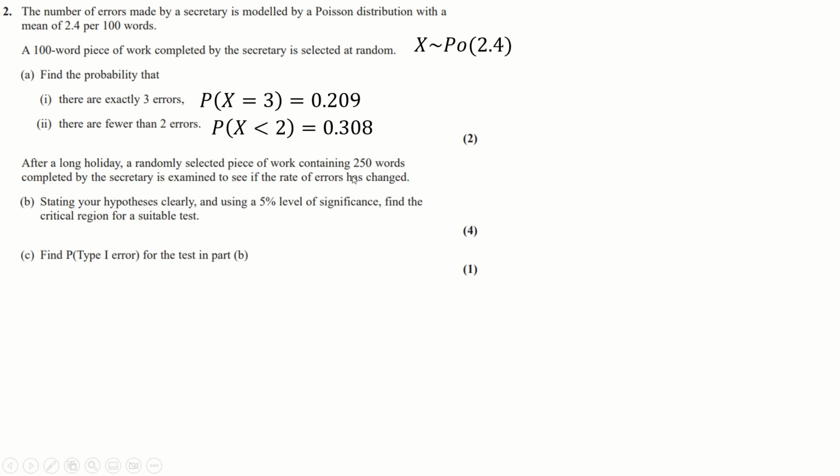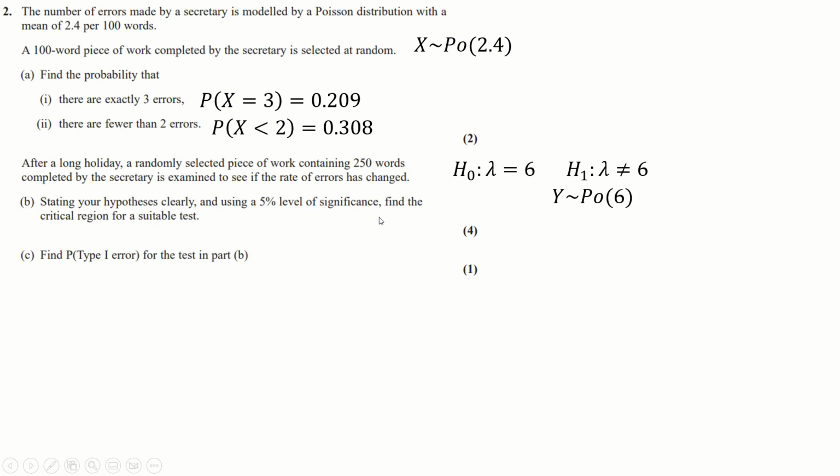After a long holiday, 250 words now, so that's 2.5 times the words that were before. So I'm going to set up a slightly different distribution, where lambda is 2.4 times 2.5, because that's the scale factor, which gets you 6. So the hypotheses will be H0: lambda is 6 and H1: lambda is not 6, using this distribution. And then test using 5%.